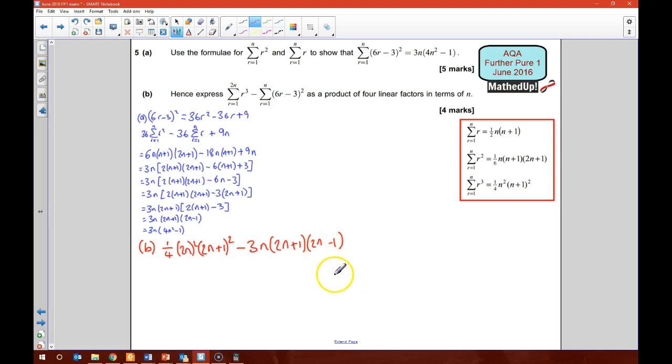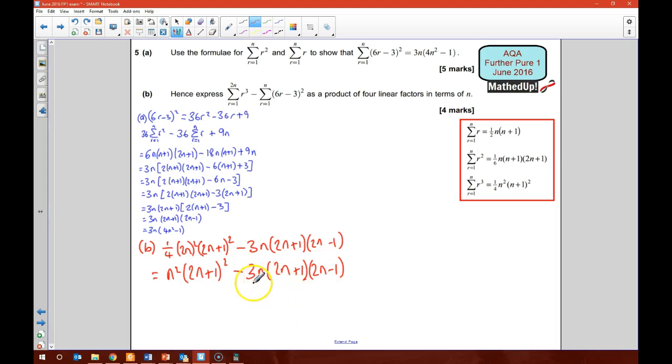Okay, now I can see from here that I can take a quarter. So let's expand this part here. So I've got a quarter times 2n all squared. So 2n all squared is going to be 4n squared. And if I do a quarter of that, that's just going to give me n squared. So that's going to be equal to that part there, which simplifies to n squared times 2n plus 1 squared, take away 3n times 2n plus 1 times 2n take away 1.